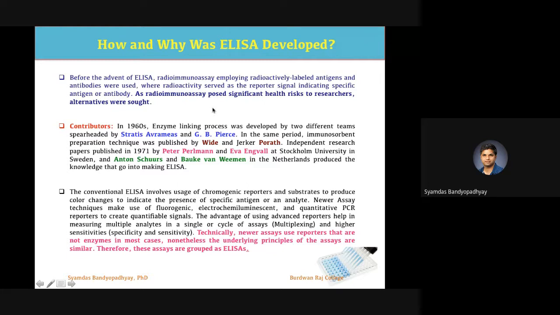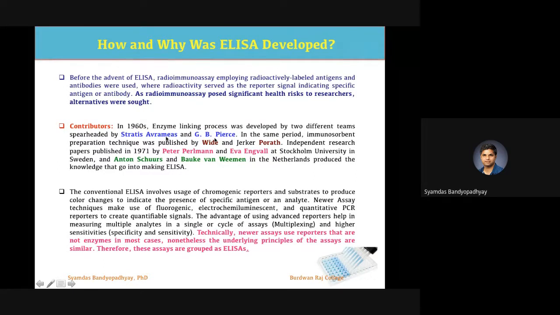So the scientists were looking for a good alternative that would overcome the radioactivity problem of the RIA, and therefore people started looking for alternatives, and ELISA came up subsequently. So ELISA is a modification of the RIA. Now who are the scientific contributors? In 1960, the enzyme linking process was developed by two different teams, headed by Stratis Avrameas and G.B. Pierce.